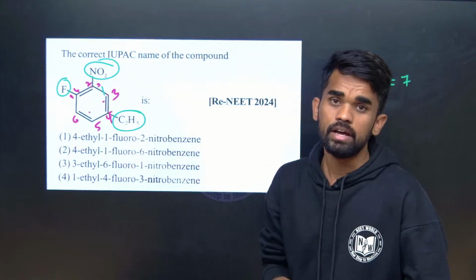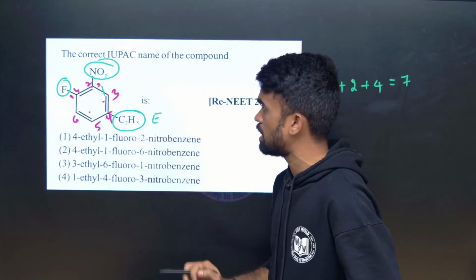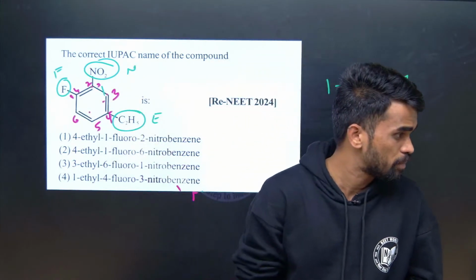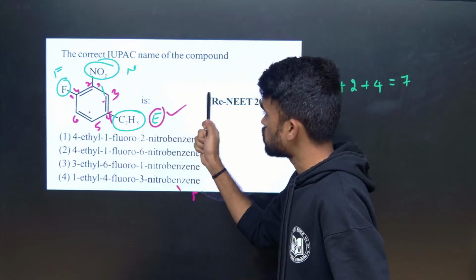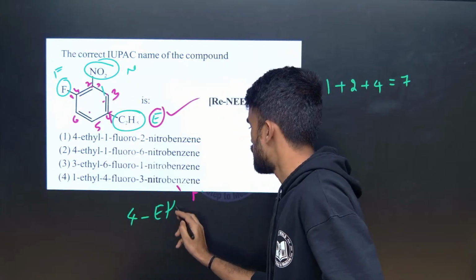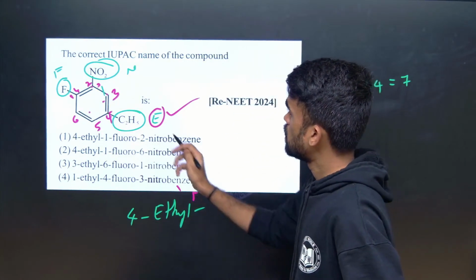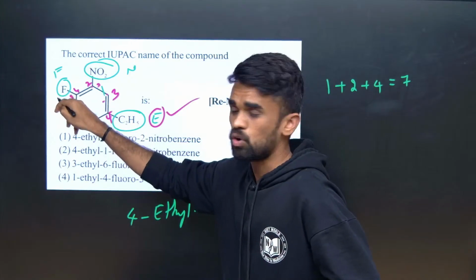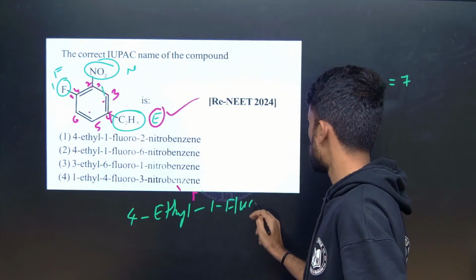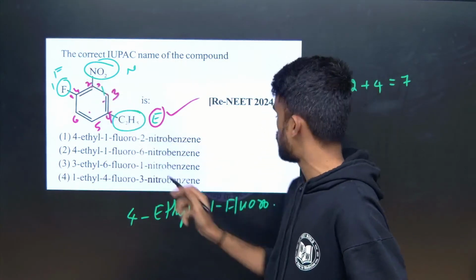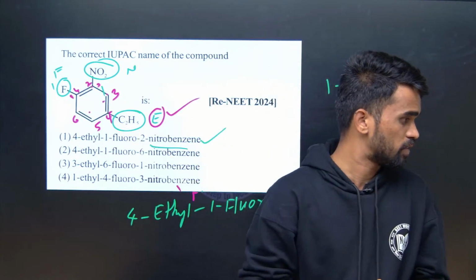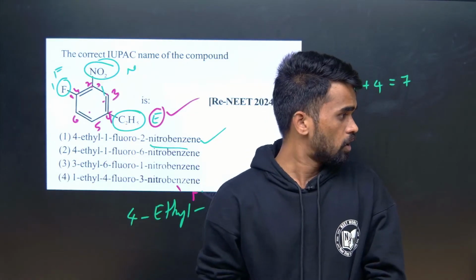These are the groups. Now here ethyl means E in the alphabetical order, fluoro means F, and nitro means N. Now tell me what is the alphabetical order for them. E comes first now, so this should be written first. What is its number? 4. So 4 ethyl. After this we will have fluoro. What is the number of that fluoro? 1. So 1 fluoro, then next here we have 2 nitro, so 2 nitro benzene. So the first option is correct for this question. Hope it is clear. Now let us move further.